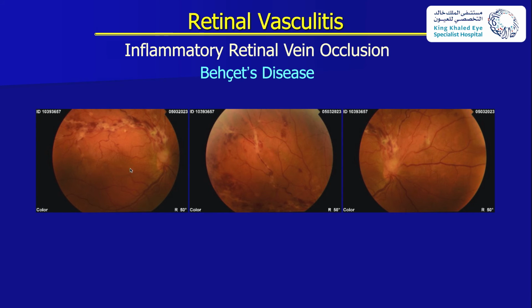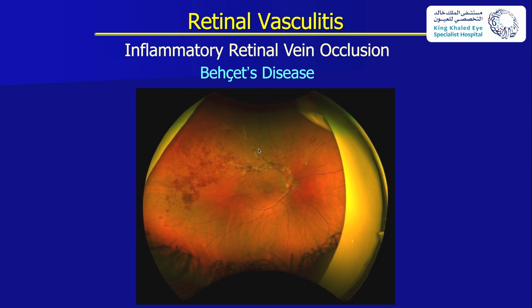Like this patient, you see, do you agree there's vascular sheathing superiorly? Do you agree that we have hemorrhages only in the supratemporal quadrant and no hemorrhage inferiorly? So this patient had branch retinal vein occlusion, and because of the vascular sheathing, it's inflammatory. And this is wide field photography. You see the vascular sheathing? Hemorrhages are only here. You agree? So this is supratemporal branch retinal vein occlusion, and it is inflammatory because of the vascular sheathing.